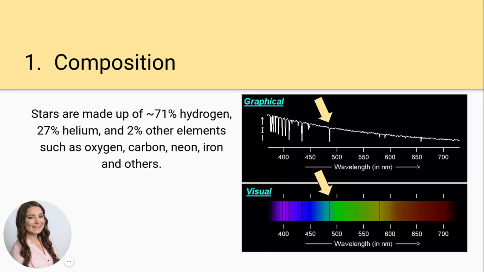Well, a spectrograph allows us to determine the elements found in stars by determining which wavelengths of light are absorbed by the star. Here is a picture of a spectrograph. The black lines in the visual, or the dips in the graphical, are where light is being absorbed. These are then compared to spectrographs of known elements, and if the absorptions match, then that element can be found in that star.